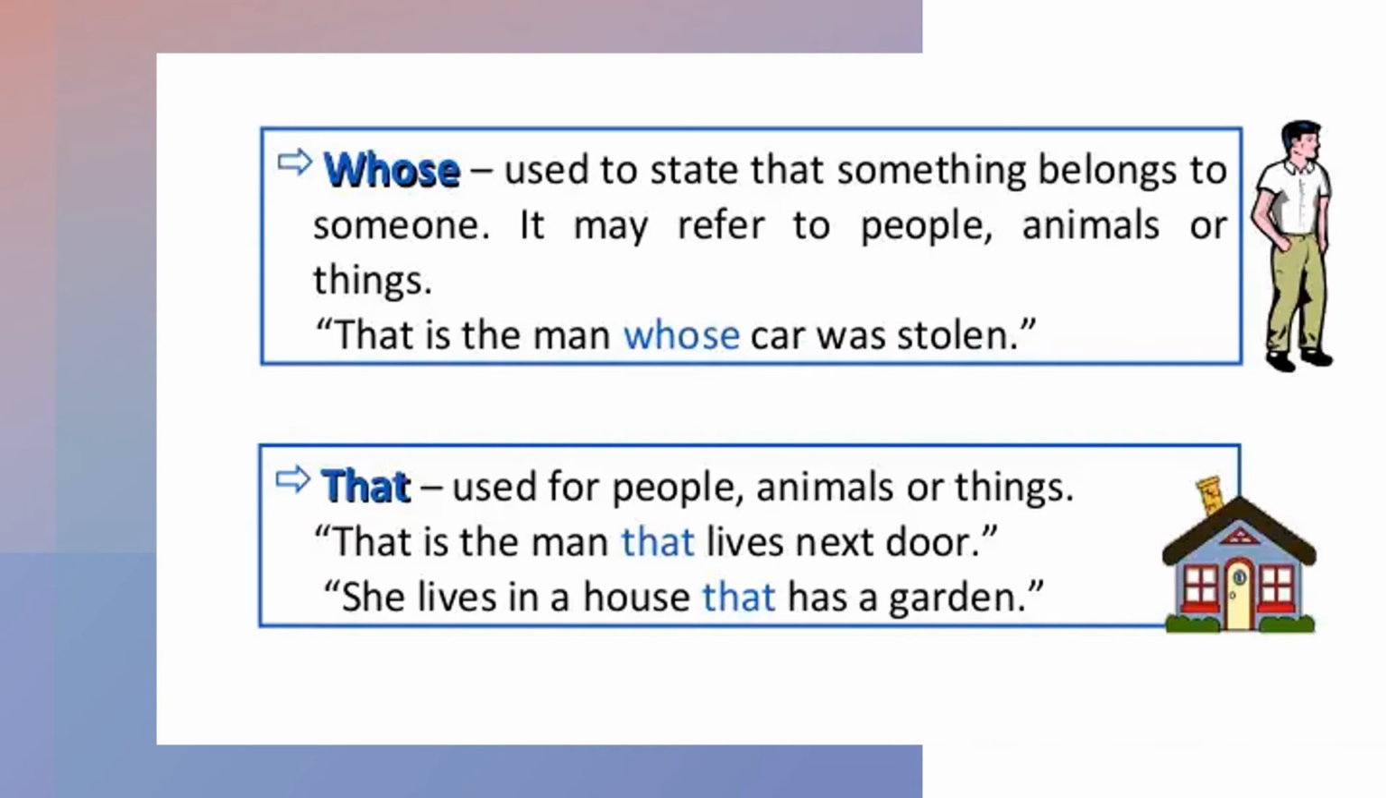The last word for a relative pronoun is that. That is quite universal because it can be used for people, animals, or things, and it is basically quite informal in certain situations, or maybe in your writing. For example, that is a man that lives next door. She lives in a house that has a garden. You can replace the first one with that is the man who lives next door, or she lives in a house which has a garden.